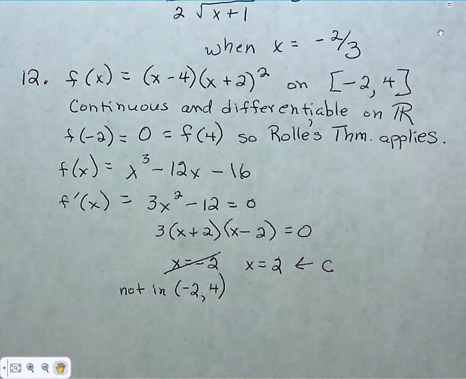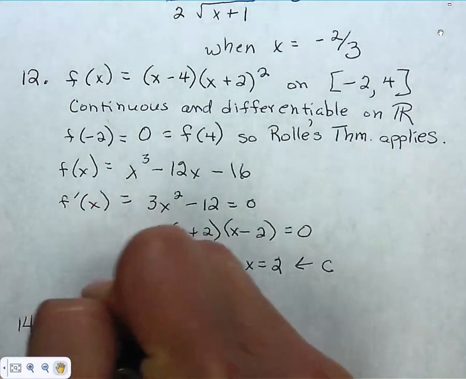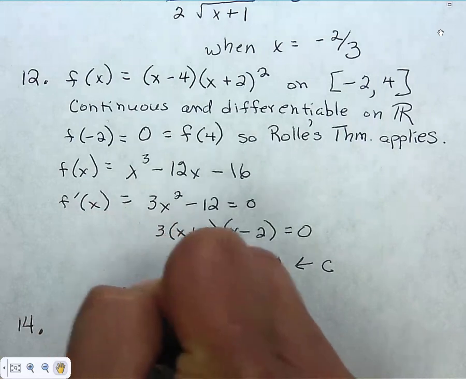Rolle's theorem guaranteed us that there would be at least one point on that open interval where the derivative equals 0, and we found it. It's 2. All right. There must be something different in 14 and 16, or I probably wouldn't do any more examples.